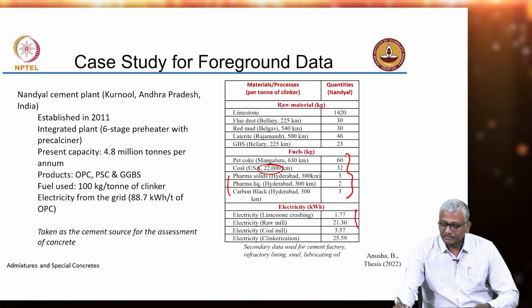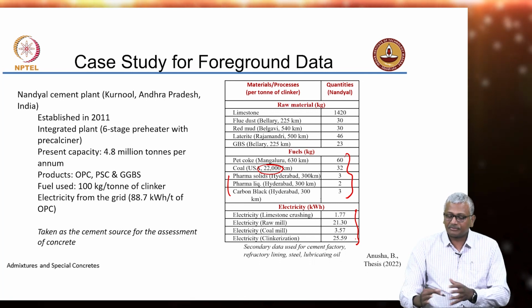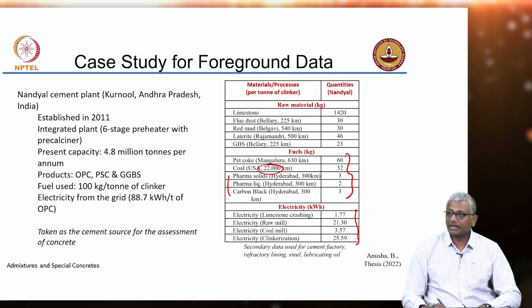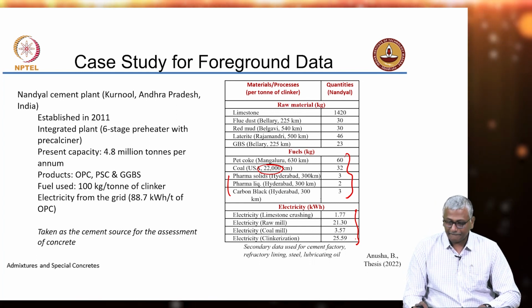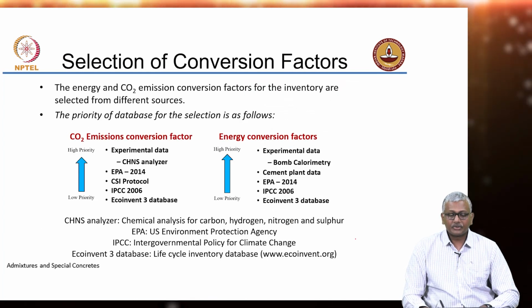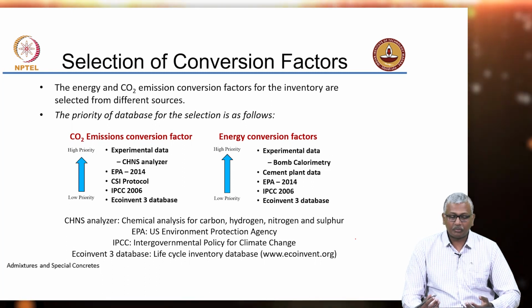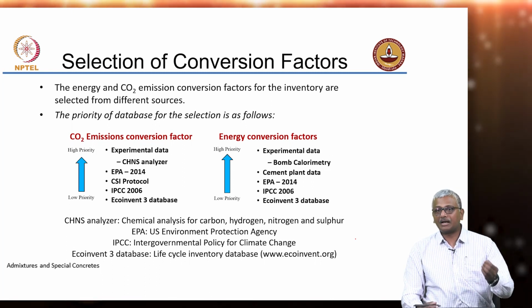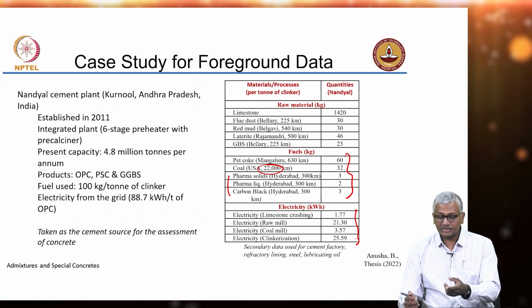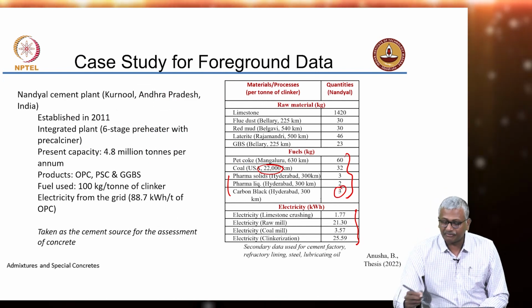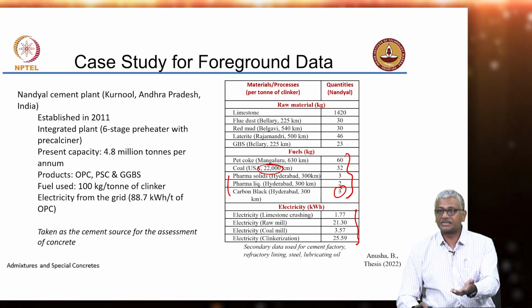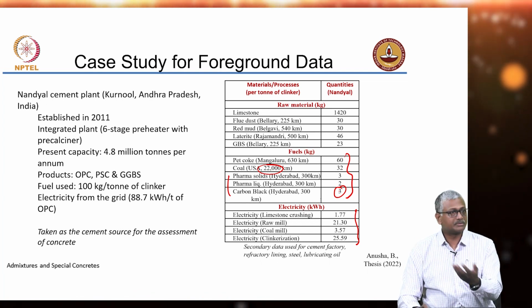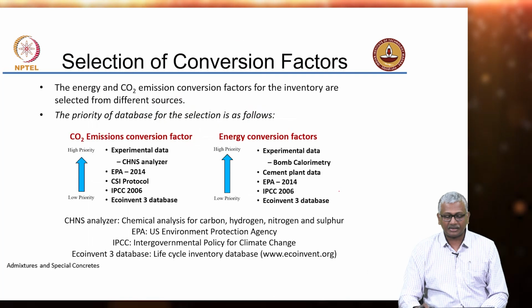Electricity from the grid, it gives you an indication of what are the different stages involved and where this electricity is getting consumed. Okay. So, now the conversion factors are absolutely important. How do we convert the amount of this? For instance, when we have 3 kilograms of carbon black, right, how much CO2 is that going to give out? So, for that we need conversion factors.